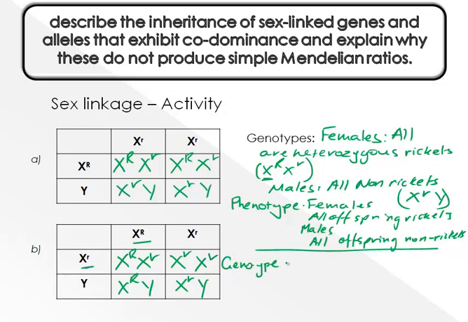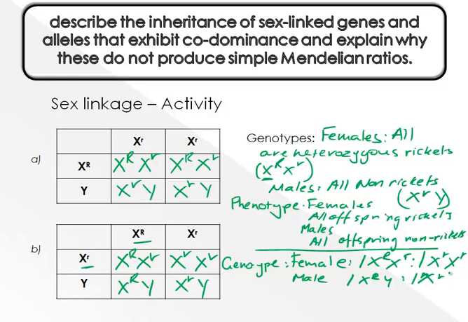So our genotype between this cross, so let's look at female. We can see one heterozygous rickets, two, one non-rickets. And the male, we can see one rickets, two, one non-rickets.